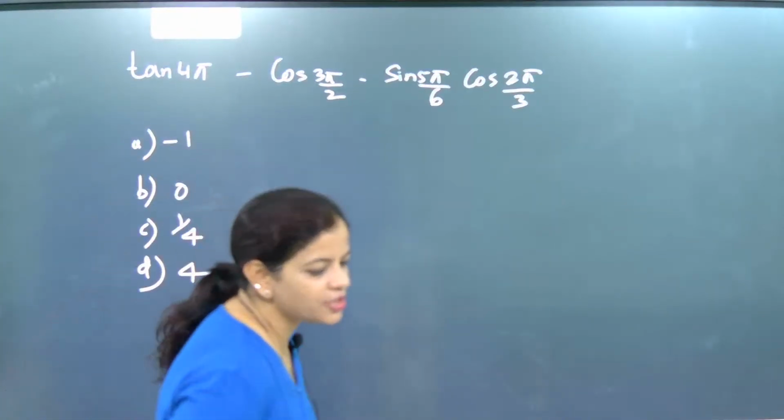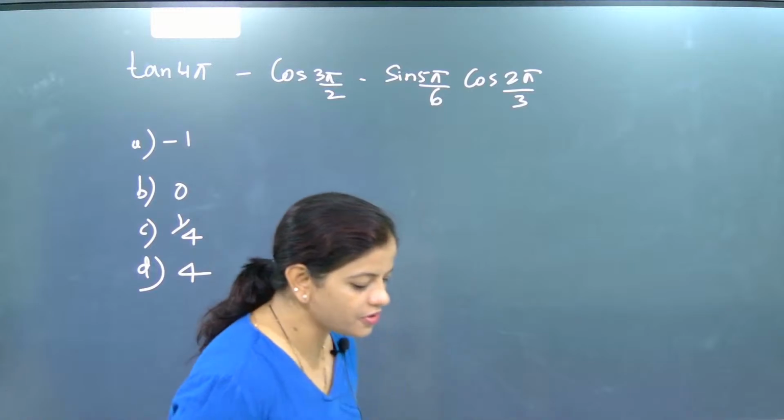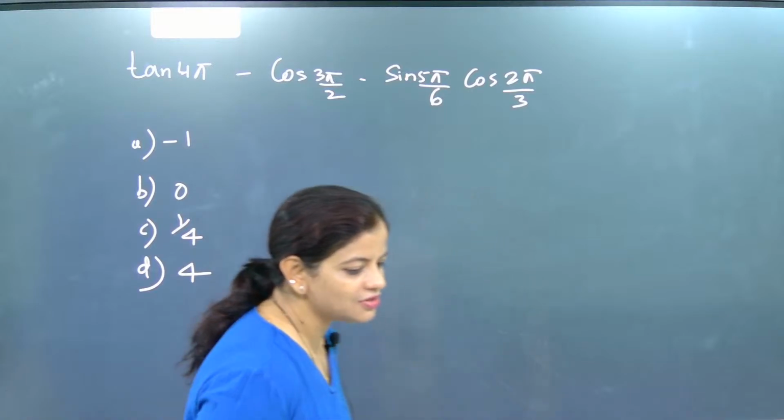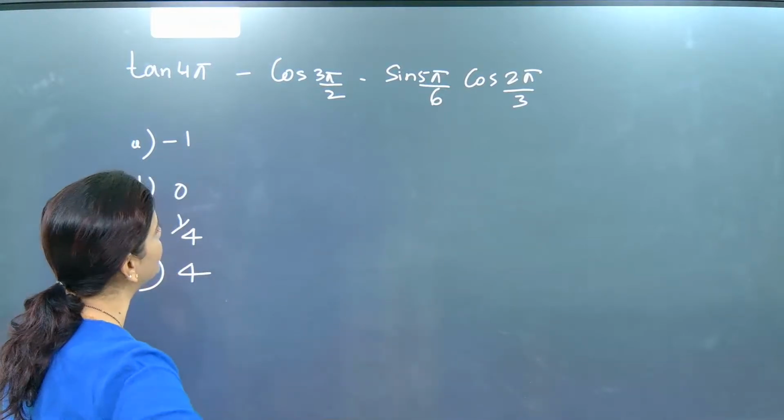270. Yes, cos 3 pi/2 is 270. Come on, come on. Answer the questions, please. Come on, answer, yaar. I'm standing here to take the answers. Come on.